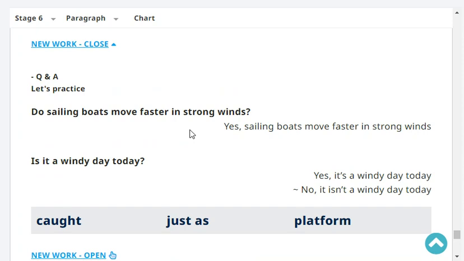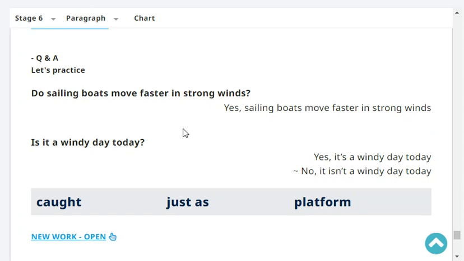Let's practice. Do sailing boats move faster in strong winds? Yes, sailing boats move faster in strong winds. Is it a windy day today? Yes or no? Yes, it is. It's a windy day today. Very good.